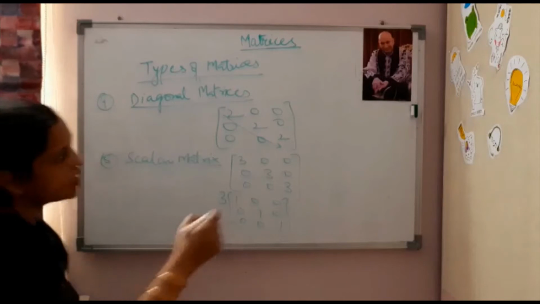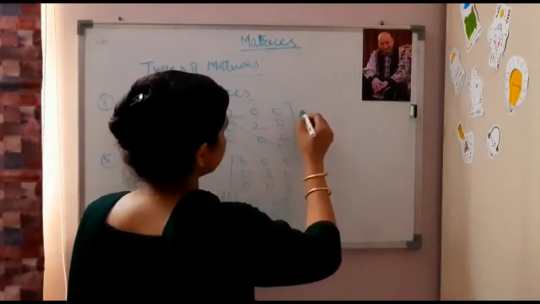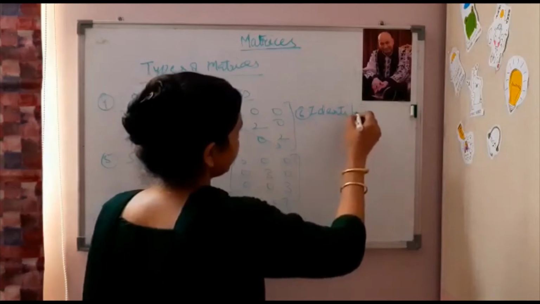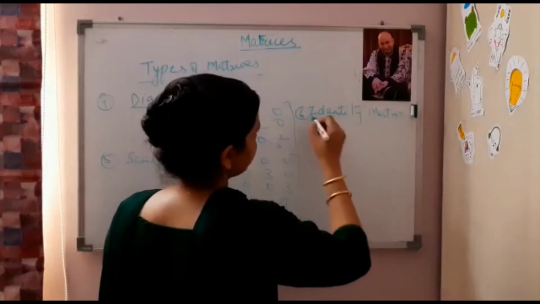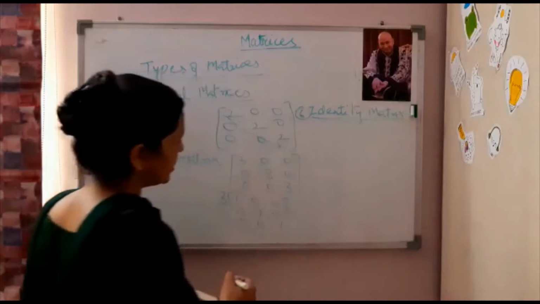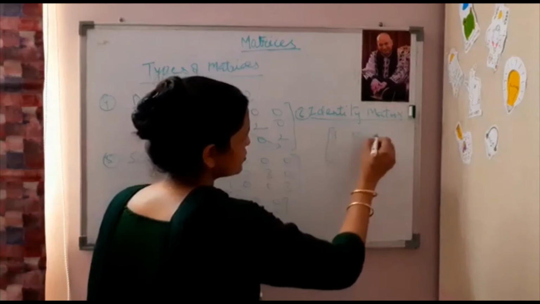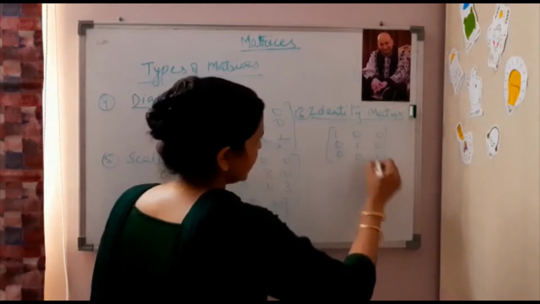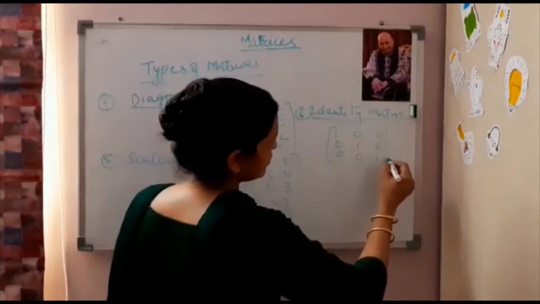Next is your identity matrix, that is the sixth one. This is your identity matrix, in which the elements in a single diagonal are 1 and the rest of the elements are 0, like this. So this will become 1 0 0, 0 1 0, 0 0 1. The identity matrix is possible only in the case of a square matrix.